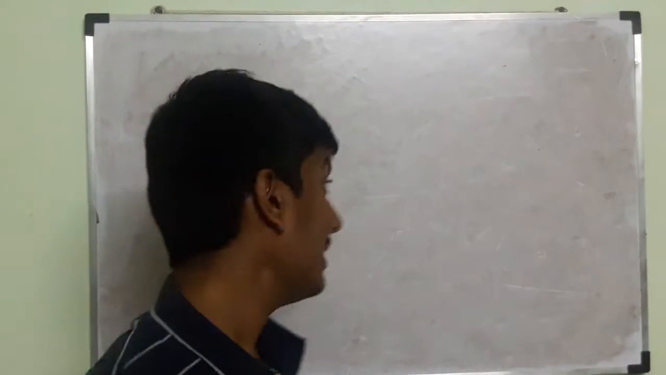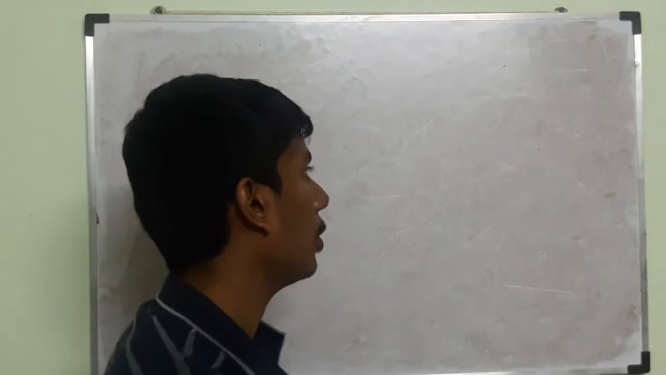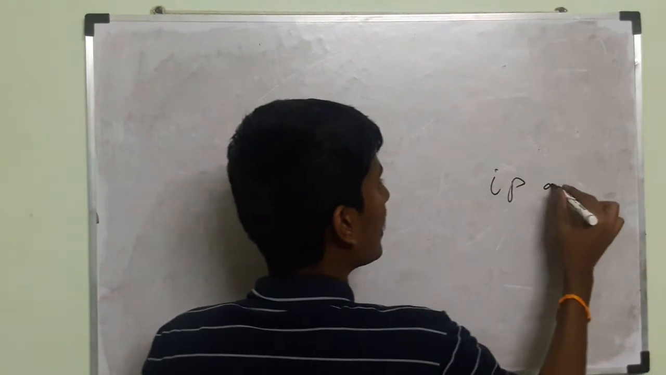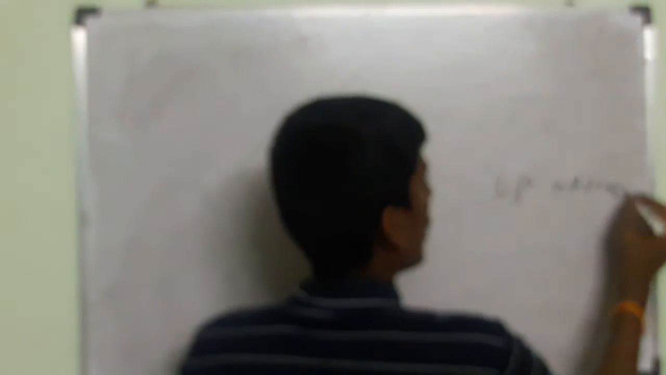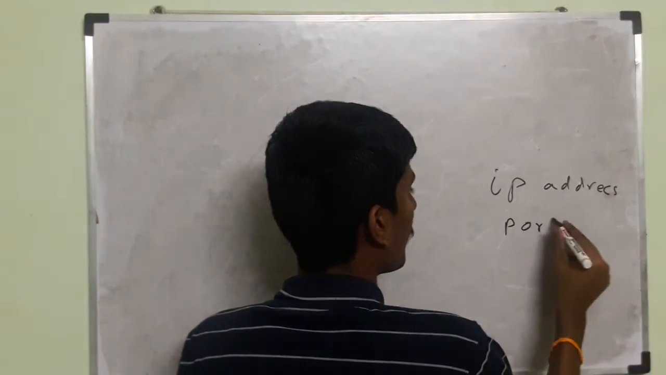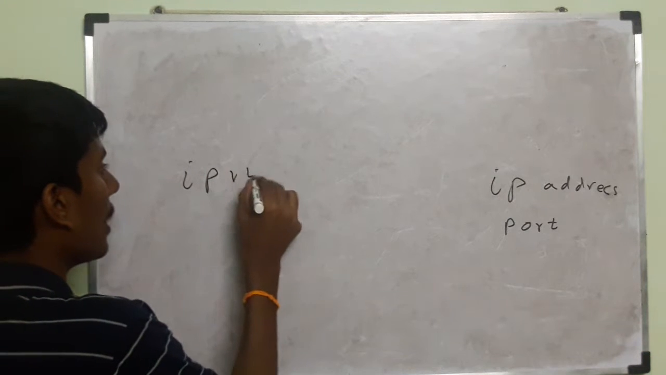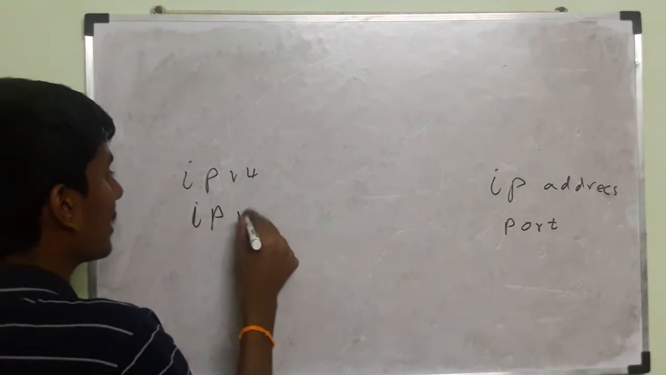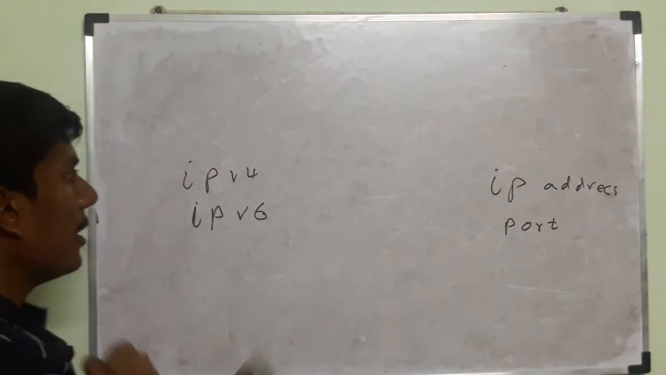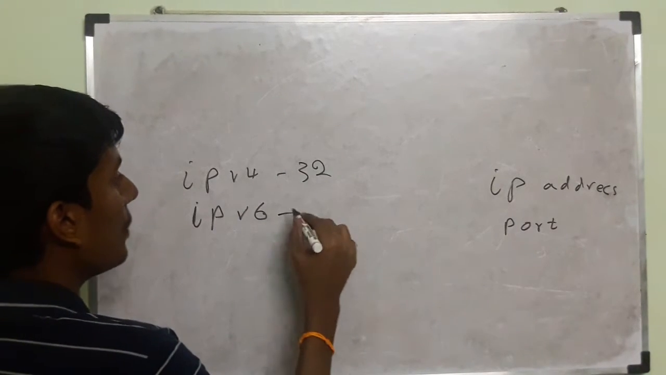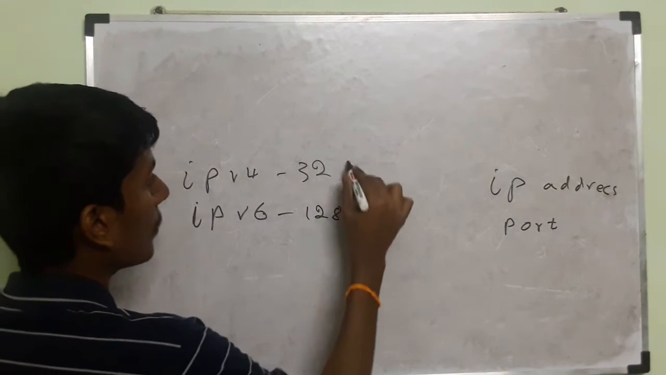Okay, so for digital communication between two devices on the internet, there are two things involved. One is known as the IP address and the other is known as the port. There are two kinds of IP address, IPv4 and IPv6. IPv4 is a 32-bit number and IPv6 is a 128-bit number.